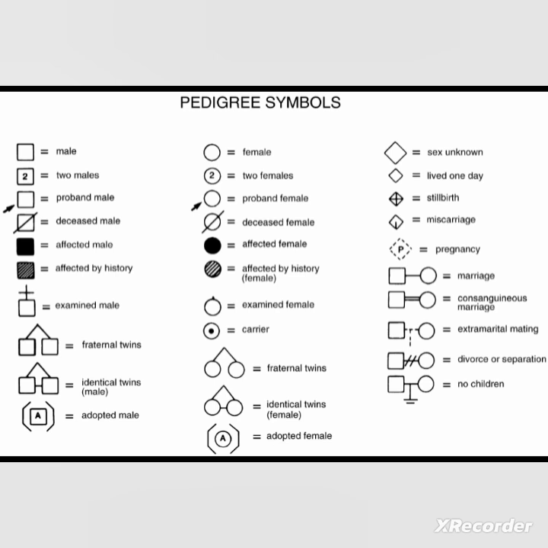Then in case of a deceased male, a cross line will be present on the square or circle, that indicates the deceased male or female. Then in case of autosomal recessive patients, it will be represented by a half shaded square or half shaded circle.